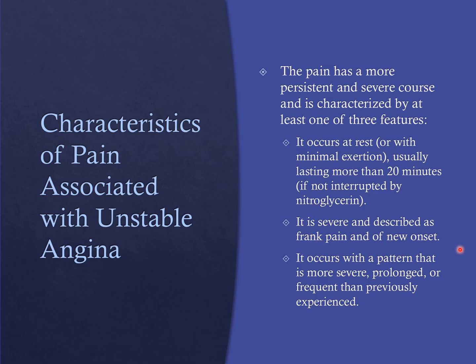Another characteristic that may be present is that the pain is very severe and is described as frank pain with a very new or abrupt onset. And the final criteria that might be there is that it occurs with a pattern that is more severe, prolonged, or frequent than previously experienced. So if we have a patient who has experienced chronic stable angina in the past, this would feel very different for them. It would be much longer in duration, much more severe. It would just feel different than their typical course of chest pain.